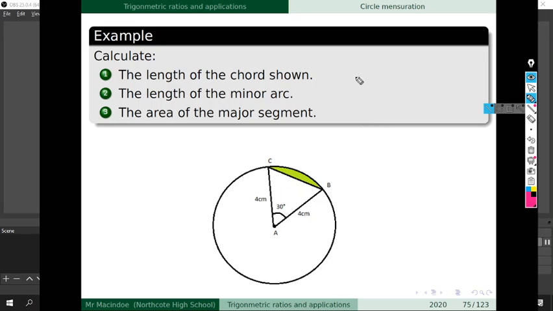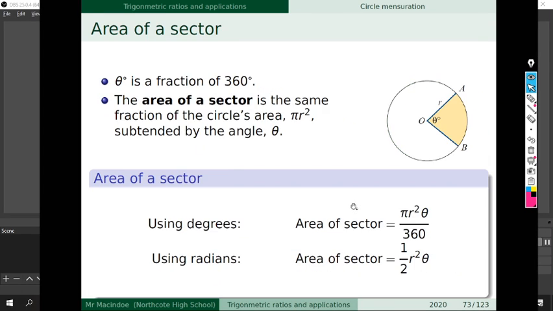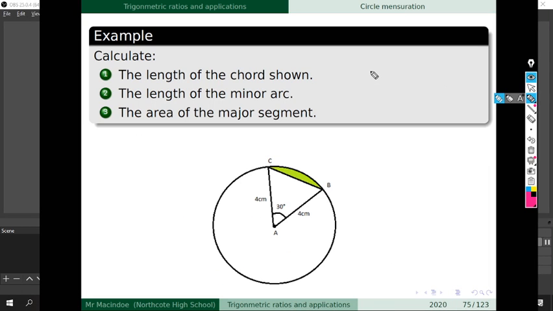In this video, we're going to do some examples where we use those formulas that we've worked out in the last video. So we need to find the length of the chord shown here. I'm just going to go back and check what my equation is for that. So the length of a chord is 2r sine theta on 2. All right, let's use that.